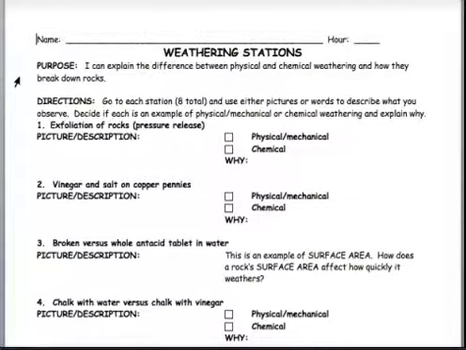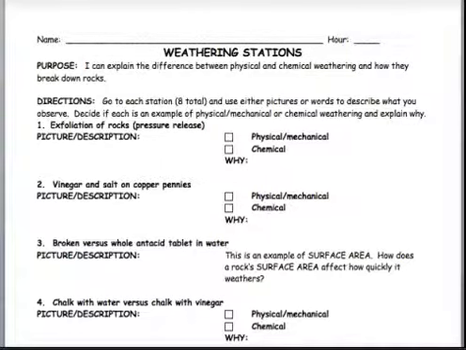So the purpose of this lab, there's one I can statement. It says, I can explain the difference between physical and chemical weathering and how they break down rocks. The directions are very simple. It says, go to each station and use either pictures or words to describe what you observe. Decide if each is an example of physical/mechanical or chemical weathering and explain why. So I'll be showing you the 8 stations, and you can fill out whatever it is that you want to fill out on your sheet.